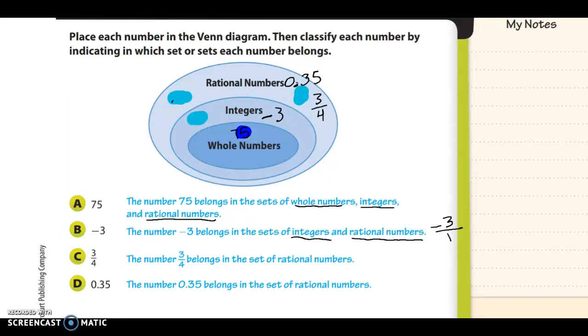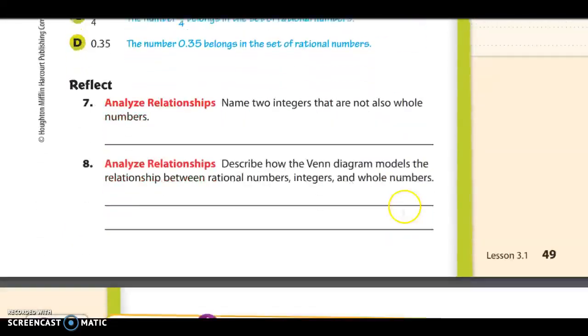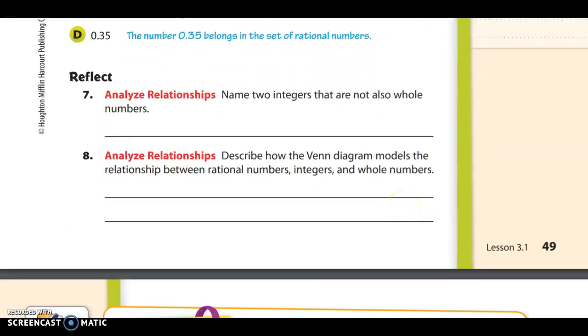All right, let's check out the reflect at the bottom of the page. Reflect number 7 says, name two integers that are also not whole numbers. So the key is they have to be integers, and most of the time that means they're going to be negative, and they can't be whole numbers. So anything that you name that's like a whole number but negative will fit the bill. For example, something like -7 and -99, both of those work. That's what an integer is.